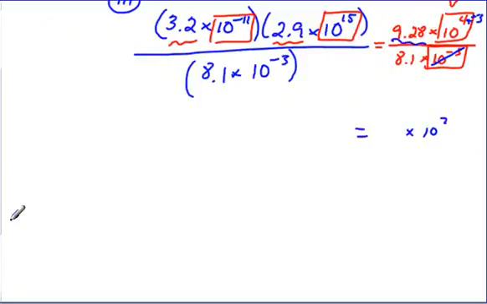And then with these numbers, somebody divide that for me in your calculator. What is 9.28 divided by 8.1? You'll get some decimal. Yeah, 1.145. And then it keeps going. Lots of zeros? Okay. 6, 7, 9, 0, 1, 2.